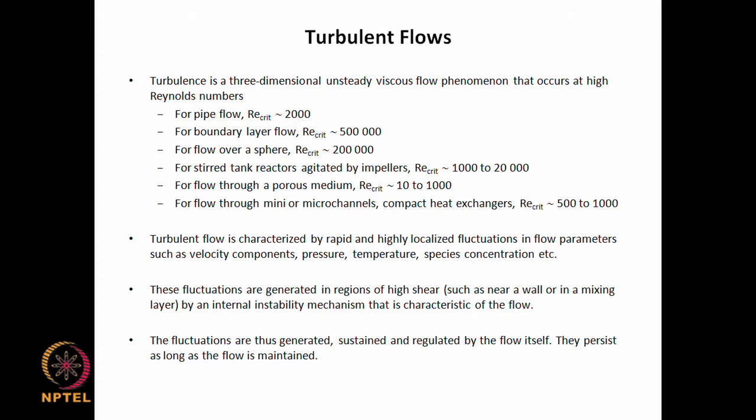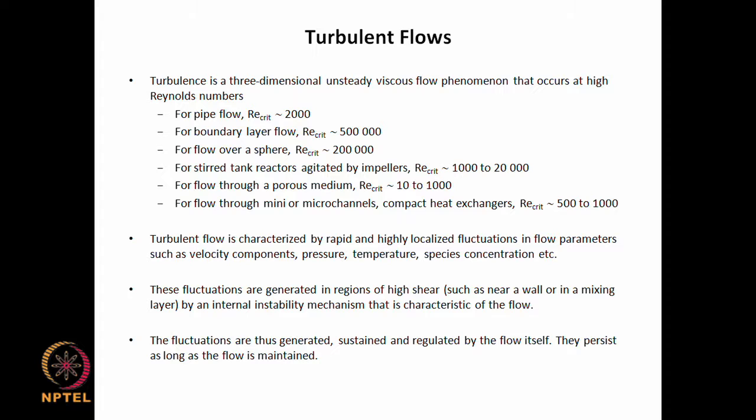So, turbulent flow is characterized by rapid and highly localized fluctuations. These fluctuations are generated in regions of high shear where you have strong velocity gradients, such as near a wall or in a mixing layer where again you have two fluids of different velocities brought together. And in these regions of high shear there is an inherent instability mechanism that arises from these high velocity gradients, and that leads to the said characteristics of turbulent flow, which is rapid fluctuations and highly localized fluctuations.